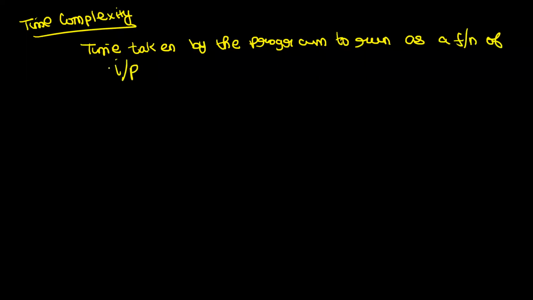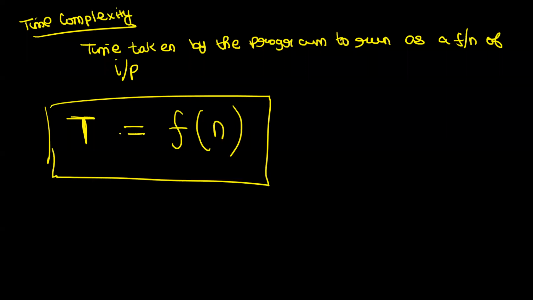See, hardware is something which we cannot control, right? But input is something that we can definitely control. So the time taken by a program to run as a function of input, that is what time complexity is. So we represent the time taken by the program as T. What is this T? The time taken by the program as a function of my input size. I want to say my time varies according to input size. How does my time change with input?